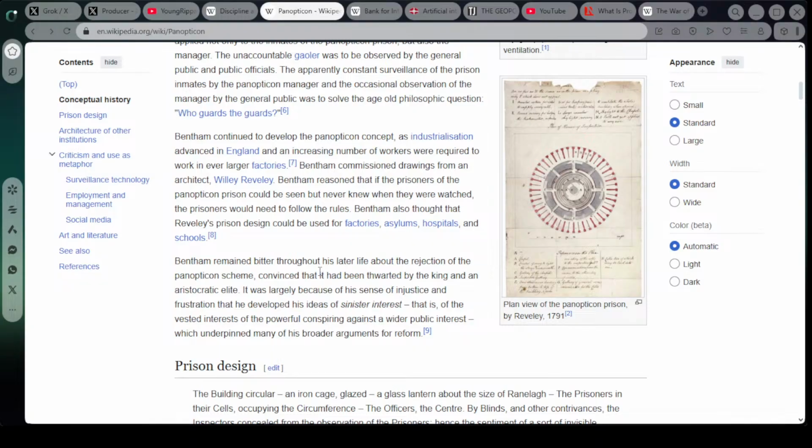Bentham continued to develop the Panopticon concept as industrialization advanced in England, and an increasing number of workers were required to work in even larger factories. Bentham commissioned drawings from an architect, Wiley Reveley. Bentham reasoned that if the prisoners of the Panopticon prison could be seen but never knew when they were watched, the prisoners would need to follow the rules. Bentham also thought Reveley's prison design could be used for factories, asylums, hospitals, schools, and just the general public.